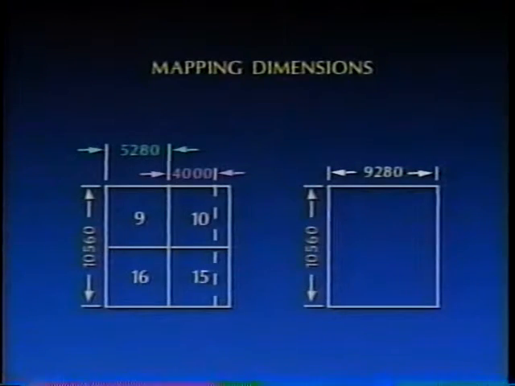Problem solution. Let's start with the determination of the mapping limits, which are 1 mile plus 4,000 feet in the easterly direction and 2 miles in the northerly direction. So the mapping limits are 9,280 feet by 10,560 feet.